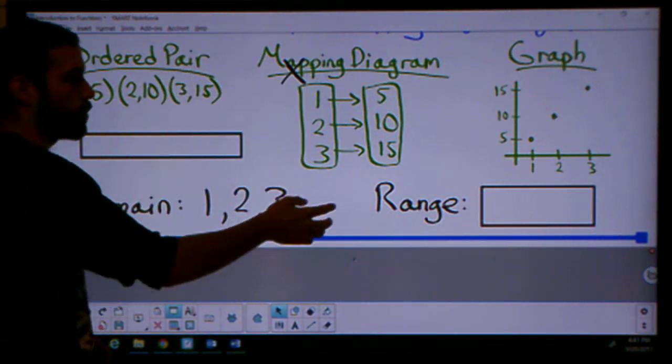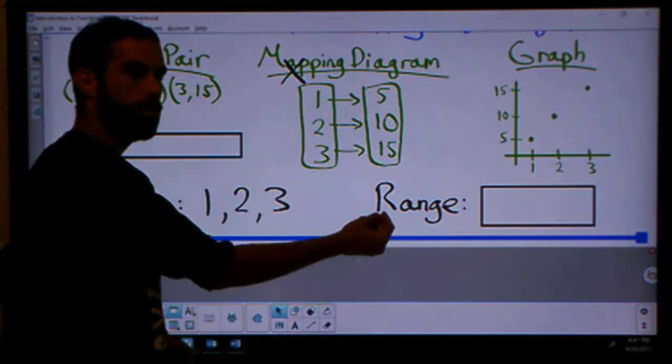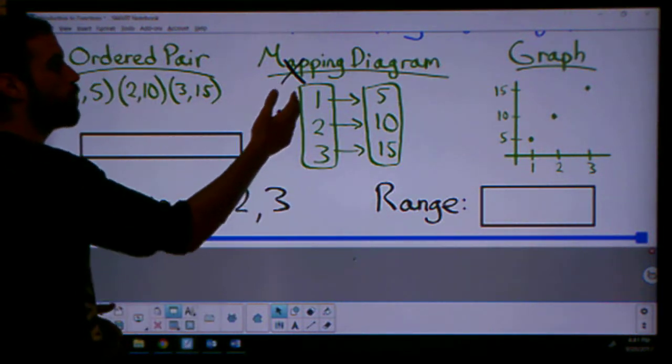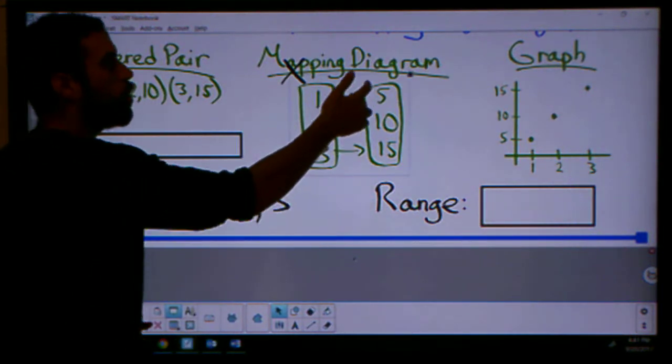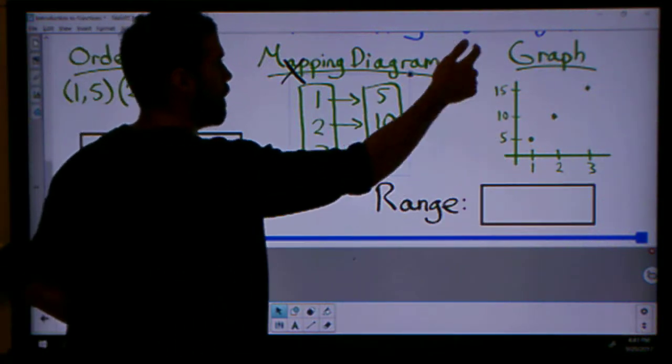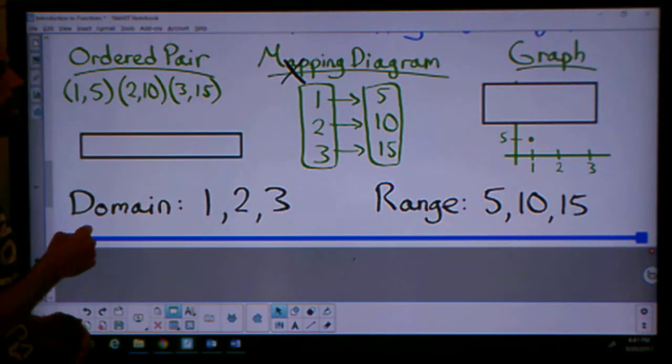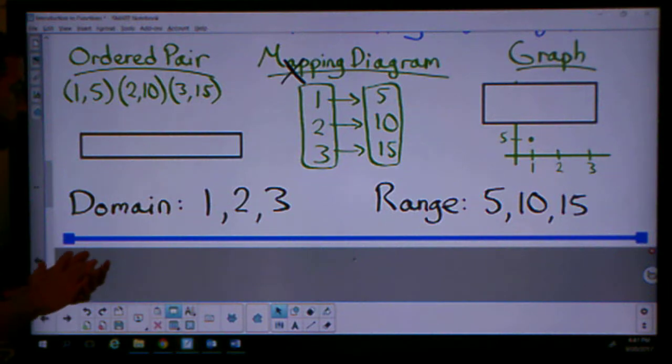The same idea goes for the range. It's just your output values, the result you get when you buy 1, 2, or 3 burgers. Well, you're spending $5, $10, or $15, so that would be the range, 5, 10, 15.